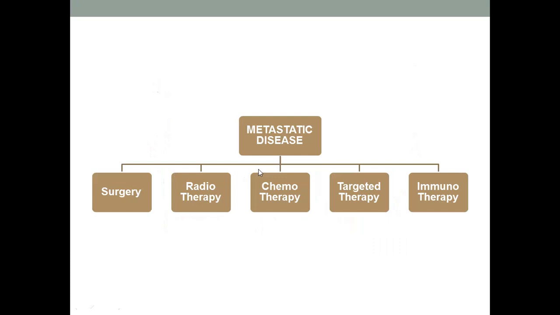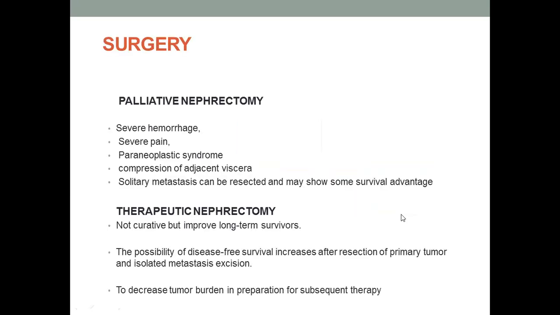For disease which has been metastasized, you can do surgery, radiotherapy, chemotherapy, targeted therapy, and immunotherapy. We'll discuss one after the other. Surgery: we can perform palliative nephrectomy in the patient who had severe hemorrhage, pain, paraneoplastic syndrome, adjacent visceral compression, or solitary metastasis. You can take out the tumor and take out the metastasis also. This is called palliative nephrectomy.